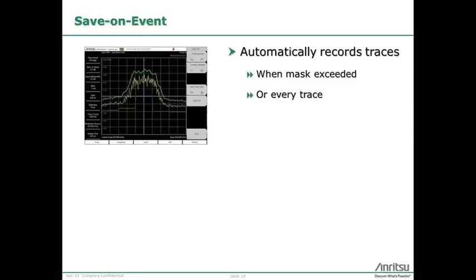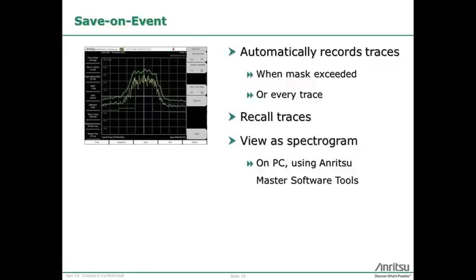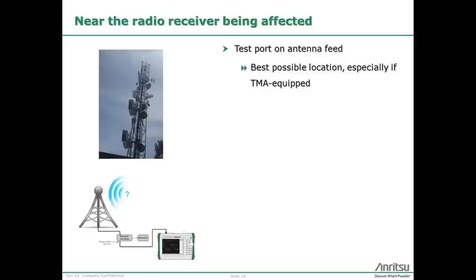A little bit more on Save on Event, where we're automatically recording traces when the mask is exceeded, or we can just record every event if we want to have lots of detail recorded in mass memory. We can recall those traces and look at them and look at the timestamp, for example, or we can view those as a spectrogram. We can take those into a PC using Master software tools and show that even in normal 2 dimensions or 3 dimensions, or replay it as a video file.